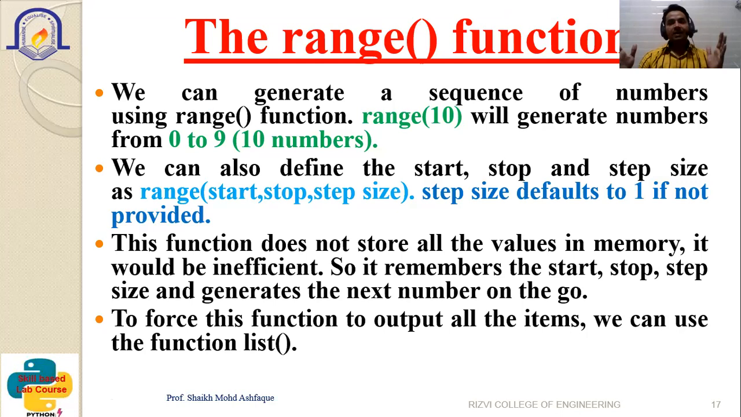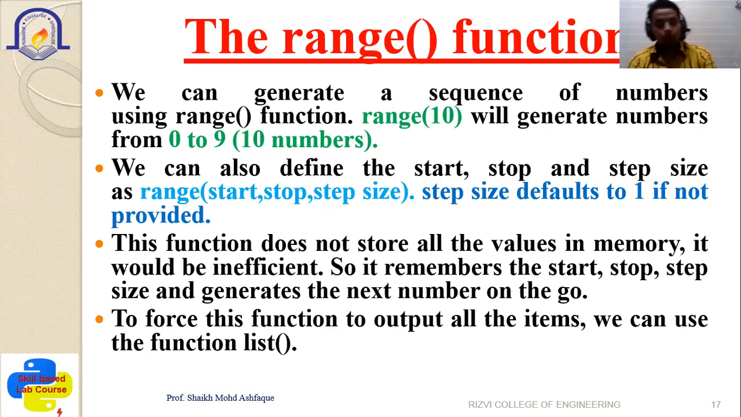But suppose the step size is written as 2. So it will go 10, 12, 14, 16, 18. It does not go to 20 because it is always less than the stop value. So in this way you can use the range function. Basically this range function is used along with the for loop mostly.